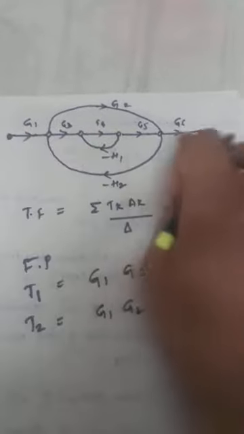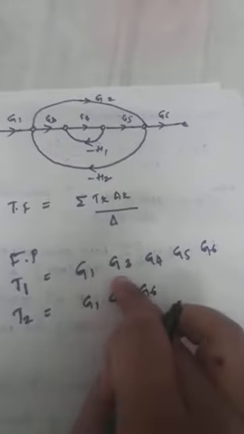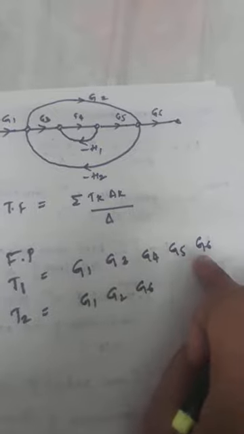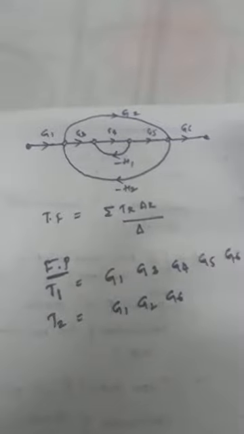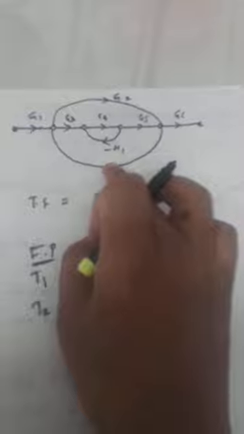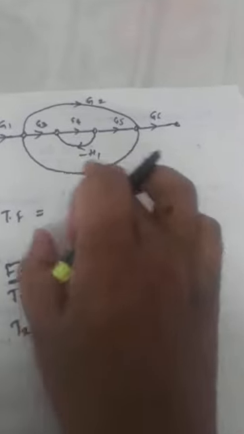So G1, G3, G4, G5, G6 is the first forward path, and the second forward path is G1, G2, G6, which is also moving in the same direction. After finding the forward paths, you should check again for any other possibility. Any other path you consider will not become a forward path, because it is coming in the opposite direction here.